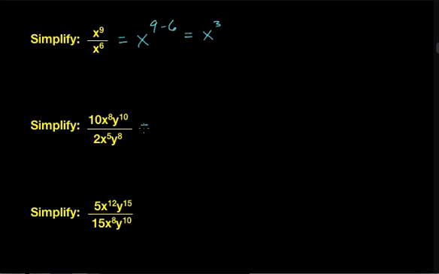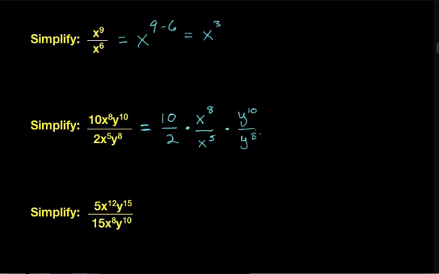The second expression I'm going to break down step by step. You don't have to do this once you understand how it's done, but it's helpful to see how this expression is simplified step by step. So the first thing I'm going to do is rewrite this big fraction as the product of three smaller, simpler fractions. So 10 over 2 times x to the 8th over x to the 5th times y to the 10th over y to the 8th.